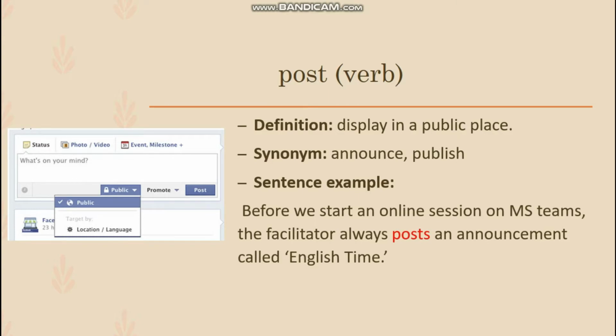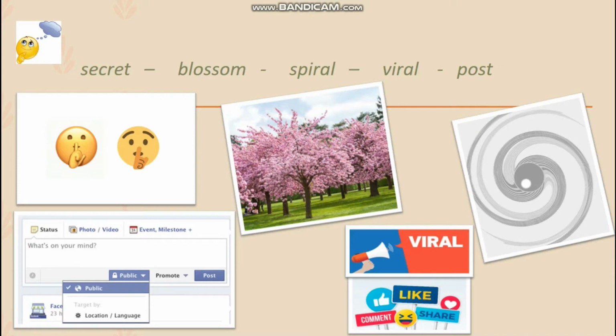So we have now all the vocabs cleared up, from secret, moving to blossom, spiral, viral. Then I have post. This is all of the vocab words that we're going to highlight in this poem, I Had A Little Secret by Kenn Nesbitt. So basically, these are the very and utmost important vocab words that we're going to tackle in our upcoming poem, I Had A Little Secret by Kenn Nesbitt.